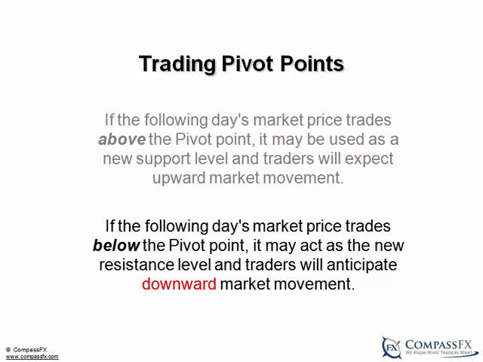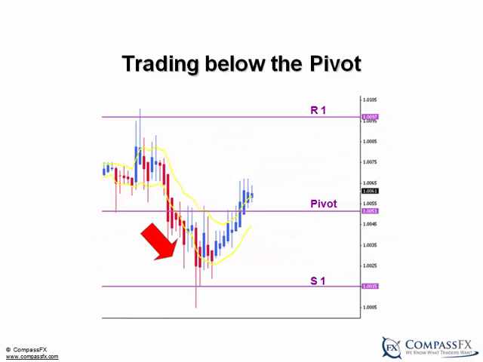Now on the flip side, if the following day's market price trades below the pivot point, it may act as the new resistance level, and traders will anticipate downward market movement. Let's take a look at what that looks like. As a matter of fact, looking at the exact same chart, you can see what the market did. The market came down to the pivot level, and look what it did. It traded down to the S1, where you see the red arrow. So the market did exactly as we anticipated it to do, trading below the pivot point down to the S1.